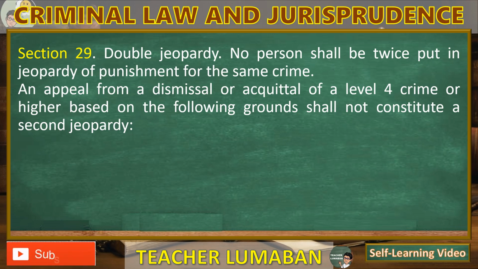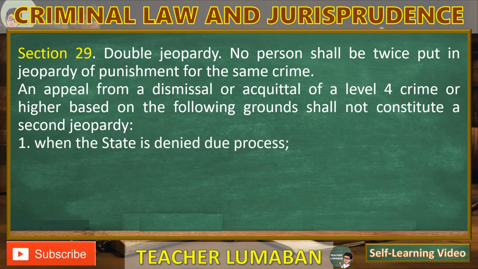Ang isang apela mula sa isang dismissal o pagpapawalang sala sa isang antas 4 na krimen o mas mataas batay sa mga sumusunod na batayan ay hindi dapat bubuo ng pangalawang panganib. Isa, when the state is denied due process. Kapag ang estado ay tinanggihan ng nararapat na proseso.